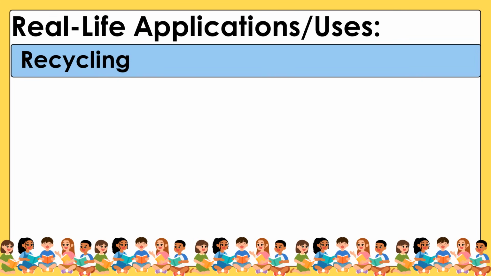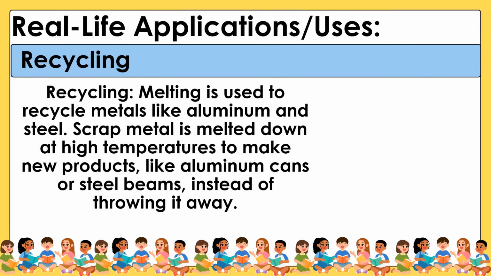Next is recycling. Melting is used to recycle materials like aluminum and steel. Scrap metal is melted down at high temperatures to make new products, like aluminum cans or steel beams, instead of throwing it away.